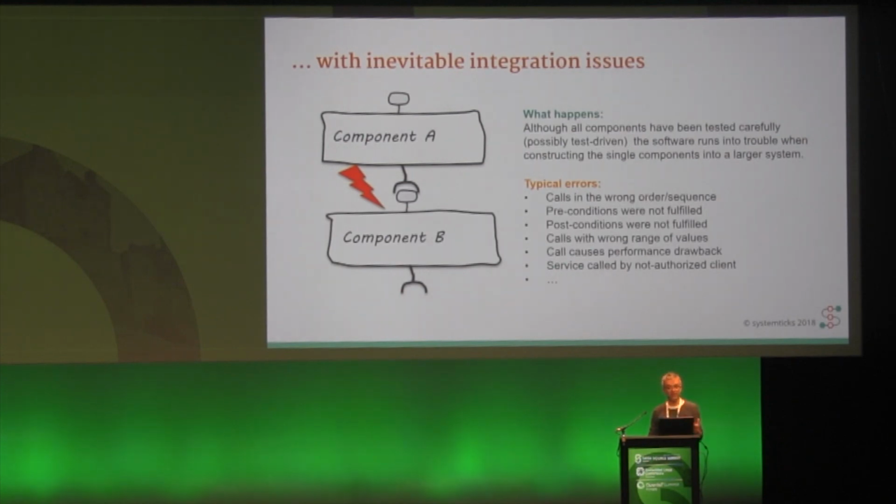Everyone tests their interfaces as well as they can. From a service perspective, they unit test the component, and from a client perspective the same. But you usually run into trouble when you plug those components together into a larger system. Typical errors we see are calling interfaces in the wrong order or sequence, conditions not being fulfilled, and parameters out of range.